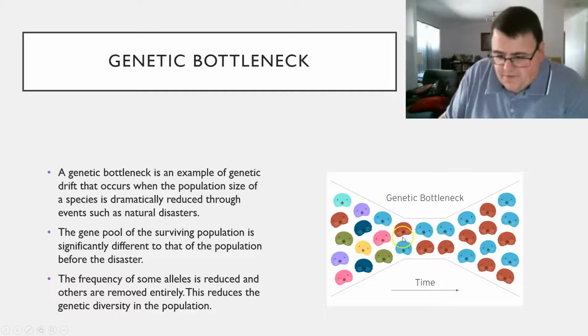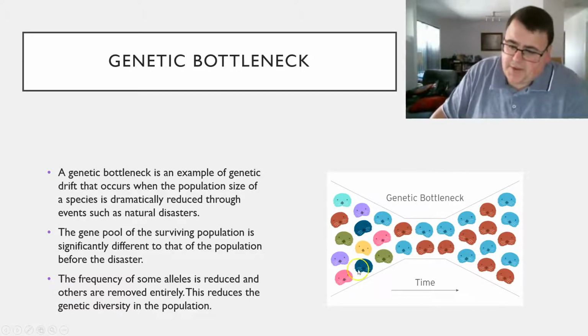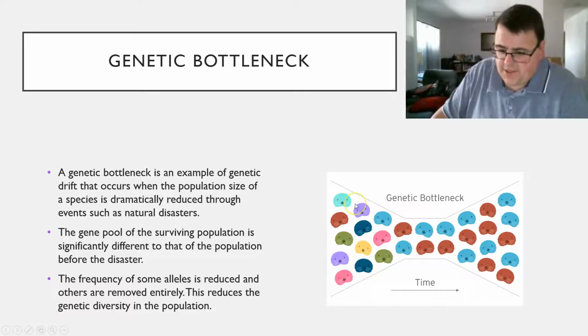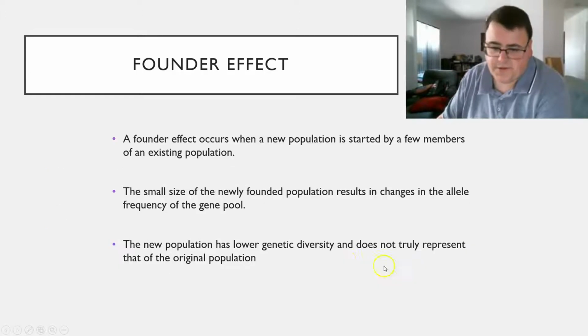So although this is the bottleneck effect, you could imagine this slightly different. We've got this large population of otters over here. Then you've got the blue and the brown otters go off and start a new population elsewhere. Their population grows, and that population is not representative of the original population.